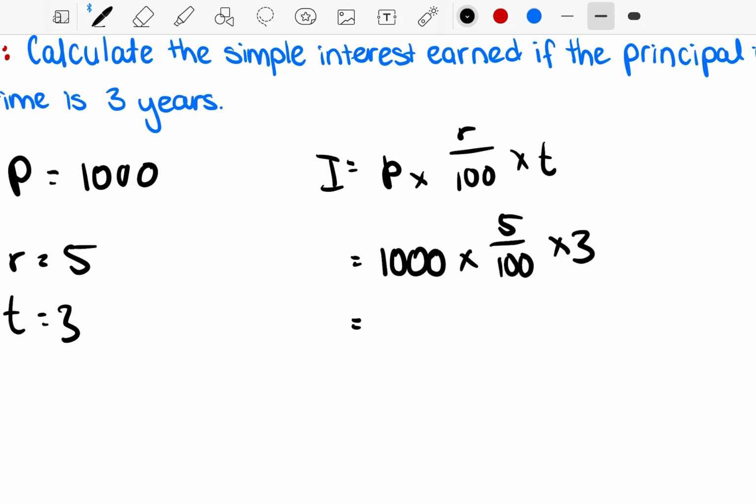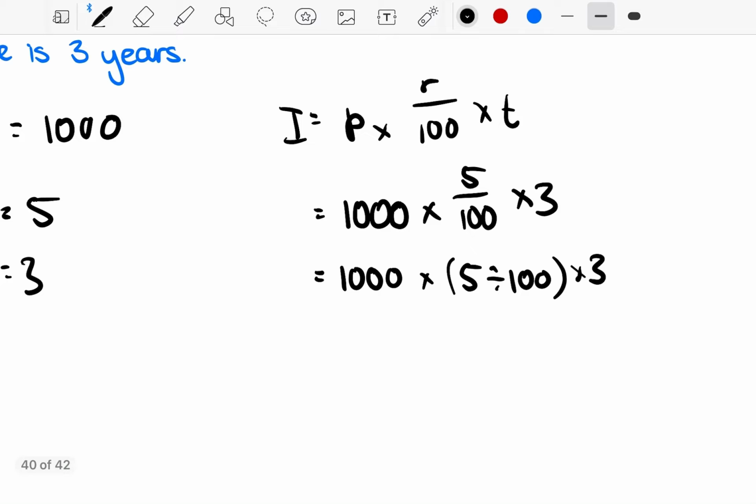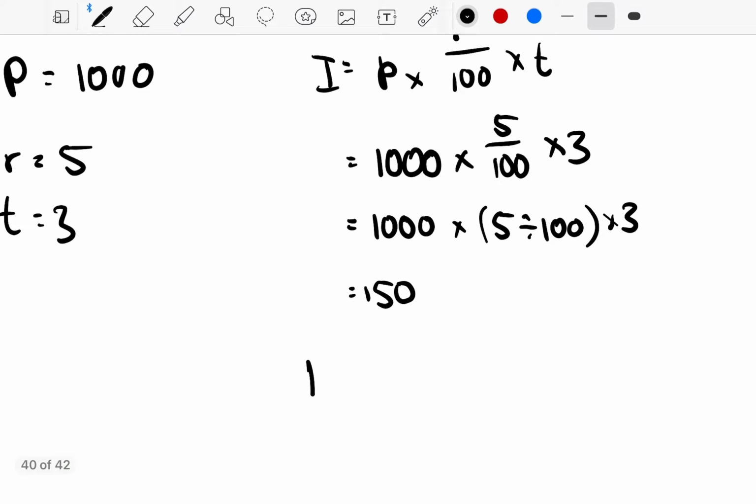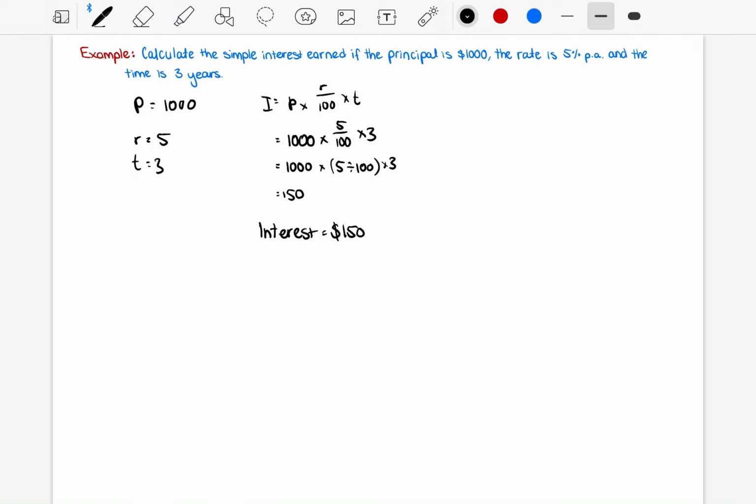Then we simply chuck that in our calculator. When you're putting it in the calculator, one of the things to do is go 1,000 times, in brackets, 5 divided by 100. That will give you the best answer. And that gives us 150. So that means the interest earned is $150. So we've just answered that question.